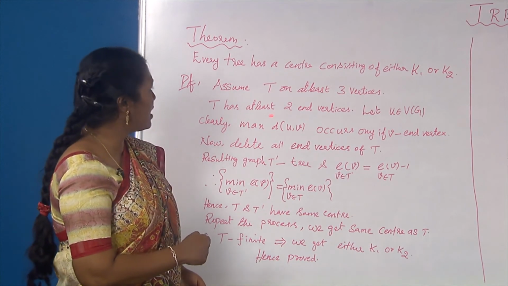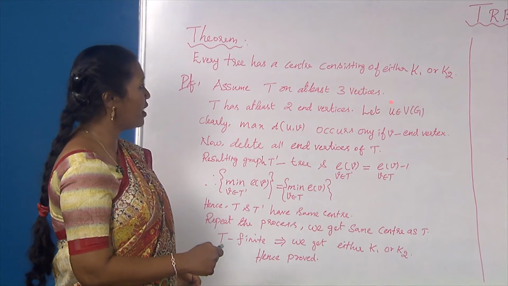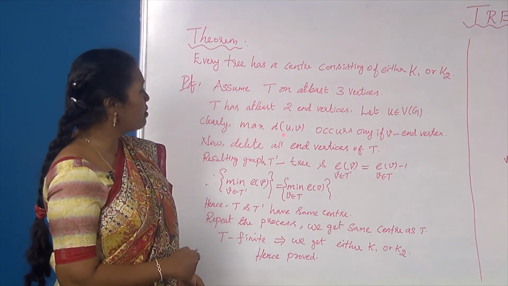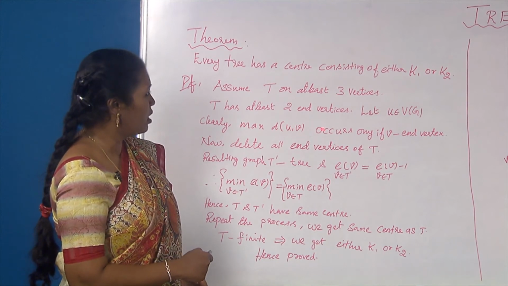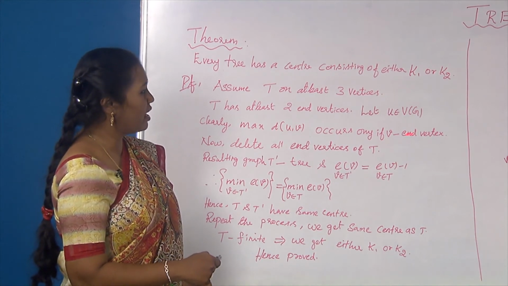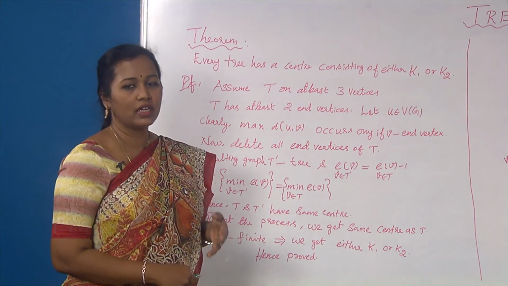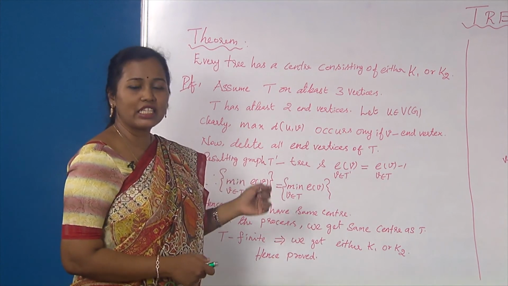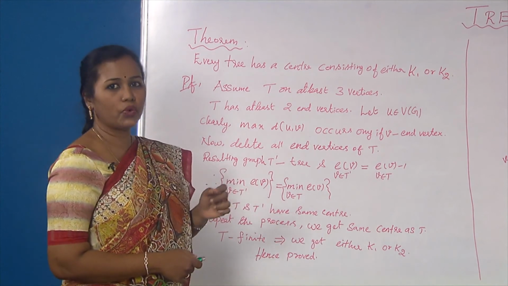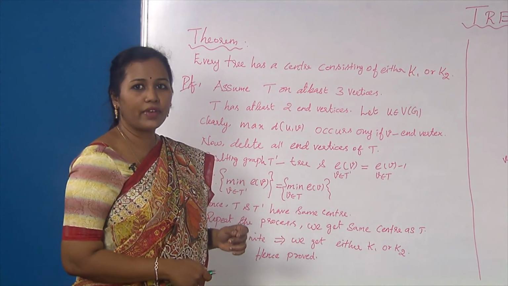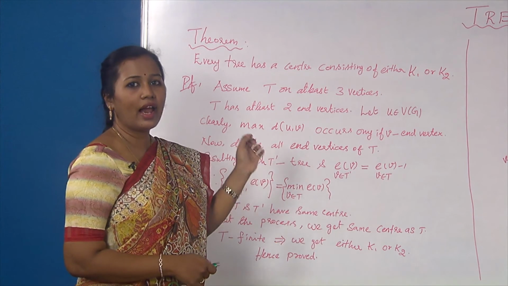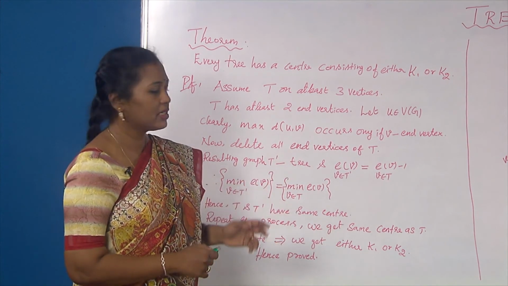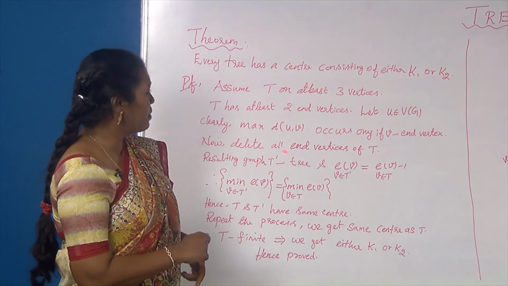And now, T has at least 2 end vertices, and let U belong to the vertex set of G. Clearly, the maximum of all the distances d(U, V) occurs only if V is an end vertex. This is quite obvious. When you see the eccentricities of the graph, the maximum distance between any vertices U and V will happen only when they are at the ends. So, the maximum distance is when they are endpoints. Therefore, this statement is quite true.